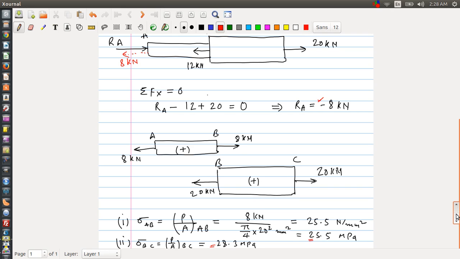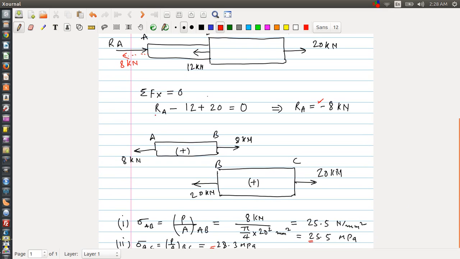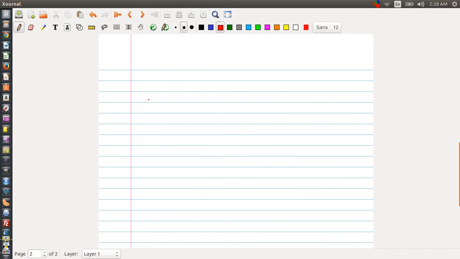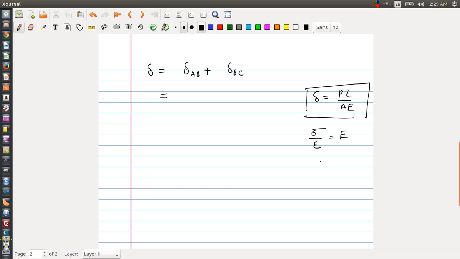Alright, now the second part of the problem is to find out the change in length of these two portions. Both are undergoing an increase in length. So the overall change in length is the change in length in the portion AB plus the change in length in the portion BC. Both are positive. So with our popular formula, net extension is nothing but PL by AE, and it will just come from our Hooke's law formula. Stress upon strain is Young's modulus.